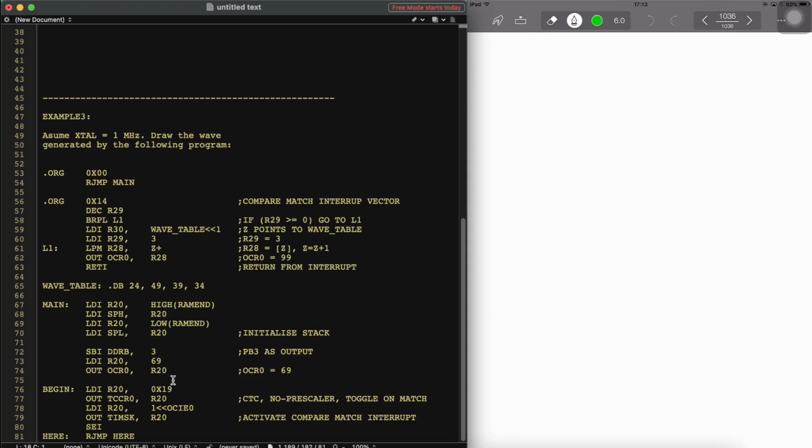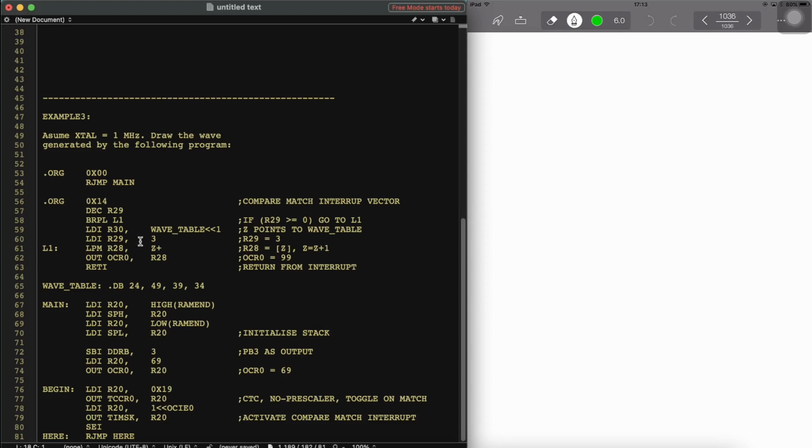And Timer 0 is configured so that it is in CTC mode, no prescaler, toggle on match. And the output compare interrupt is enabled from the TIMSK, and the global interrupt is also enabled. So whenever TCNT matches the OCR value, it will generate an interrupt. So this is the main program, starting OCR from 69.